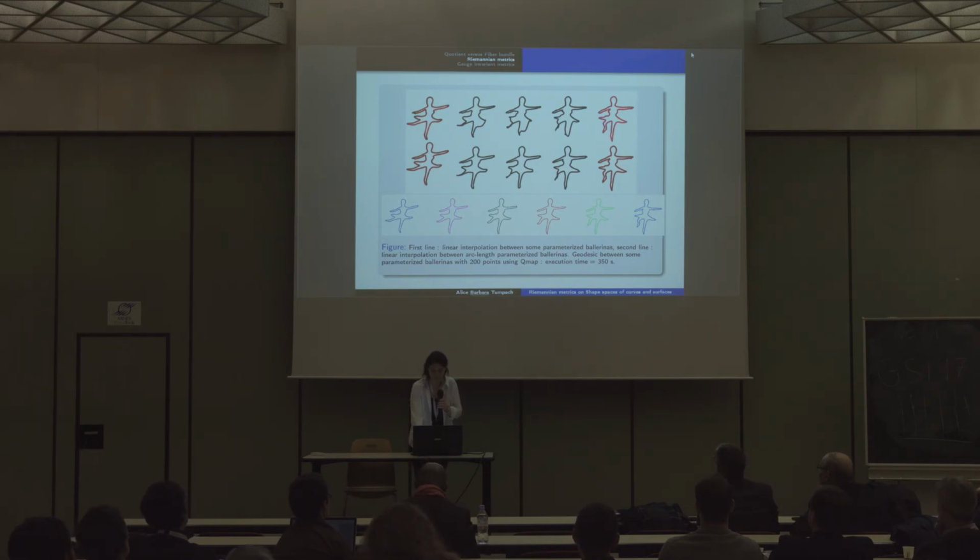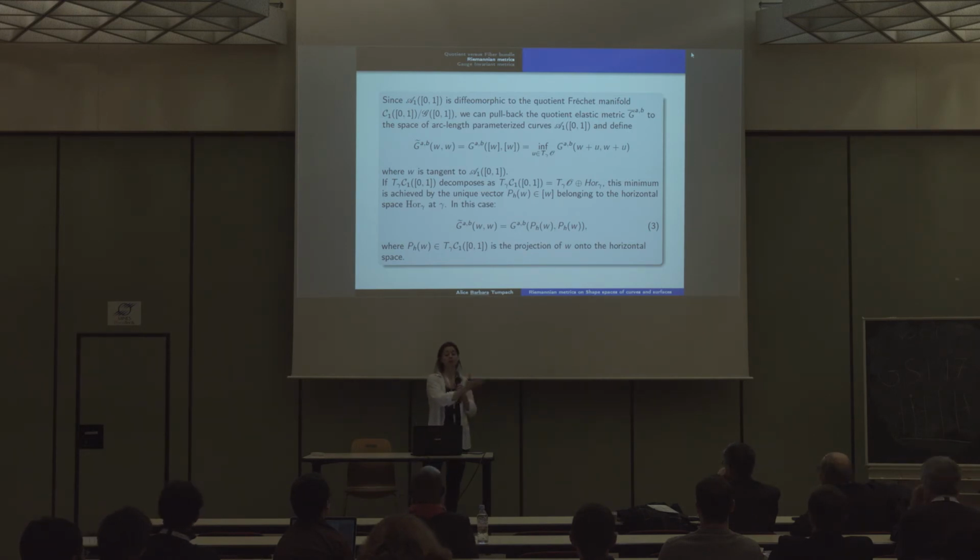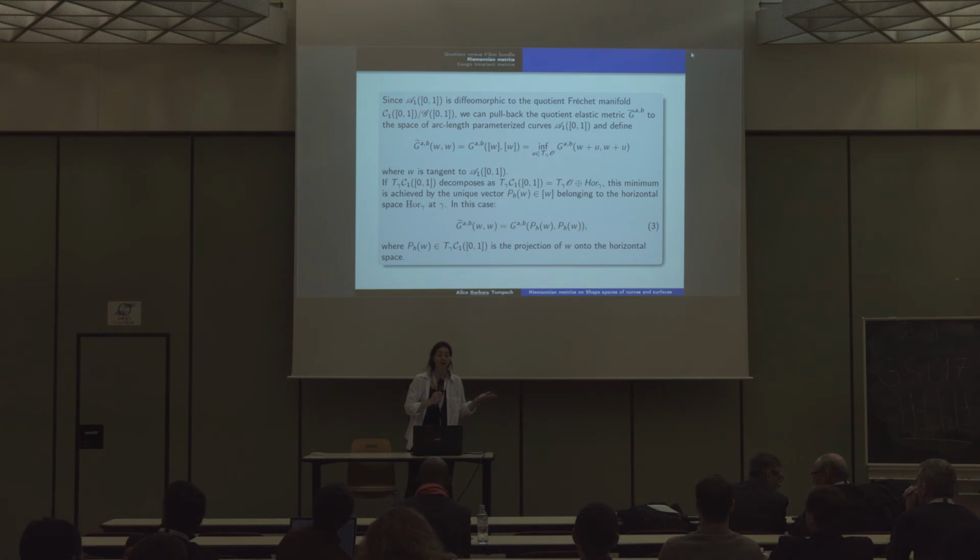Well, okay. So I will just explain the construction we made. So you have a metric on the quotient space, and you have a diffeomorphism between this quotient space and a manifold, which is the space of arc-length parametrized curves. You have a metric there. You can pull it back on the space of arc-length parametrized curves. And this is what we did. We just took the quotient metric, and we have rewritten it in terms of arc-length parametrized curves.